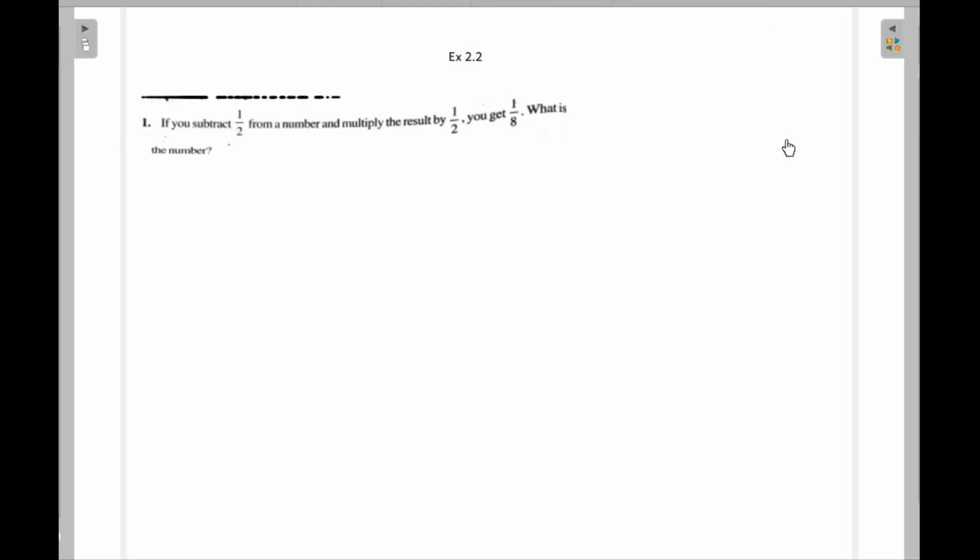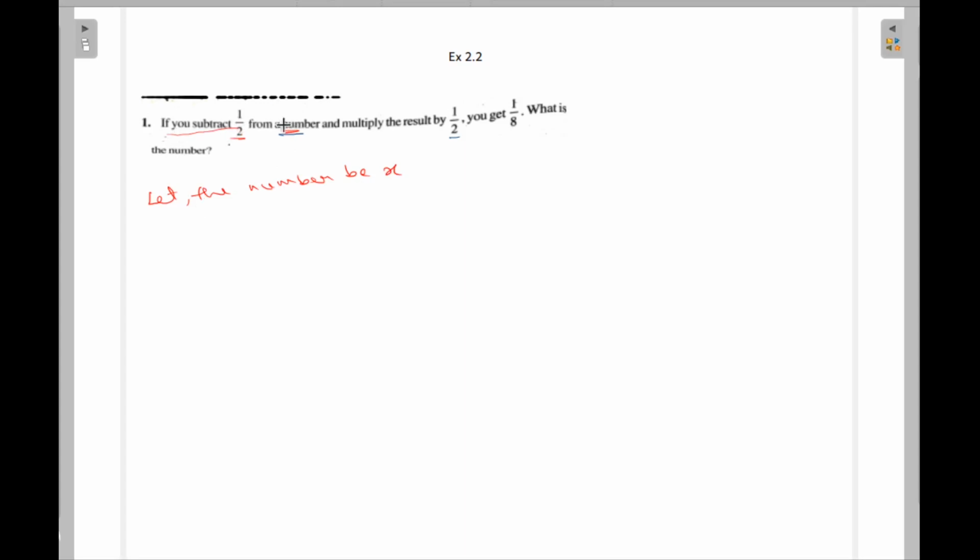The first question is number 1. If you subtract half from a number and multiply the result by half, you get 1 by 8. What is the number? So first, what is given: if you subtract half from a number, we don't know that number, so we have to take it as let the number be x.